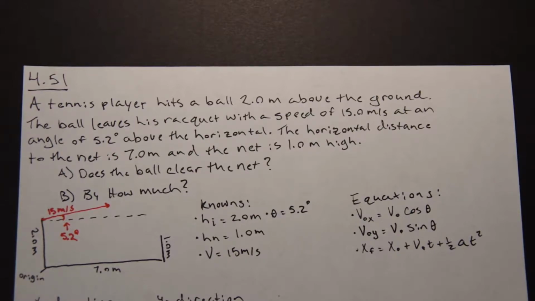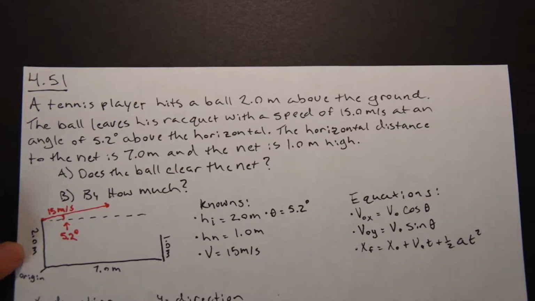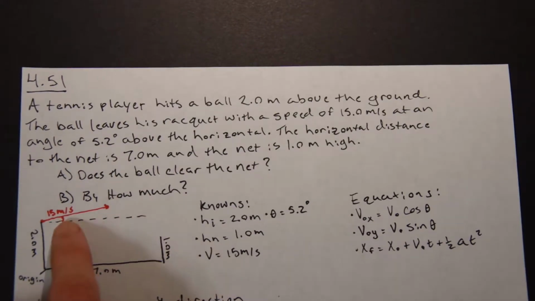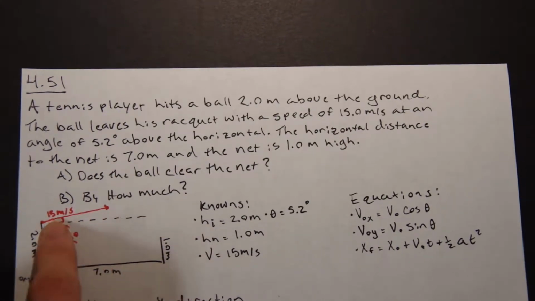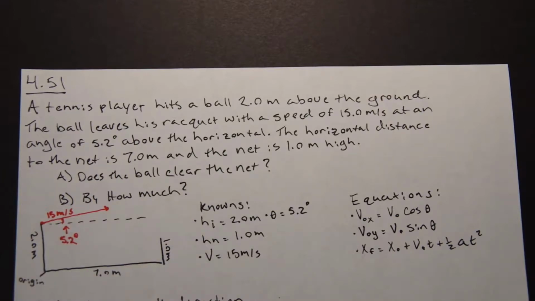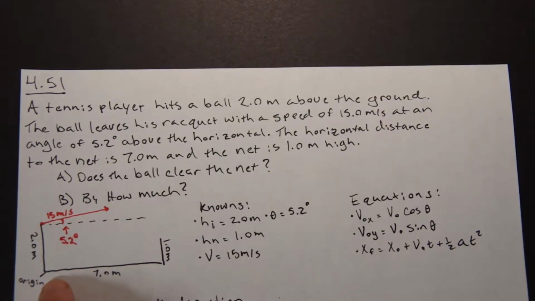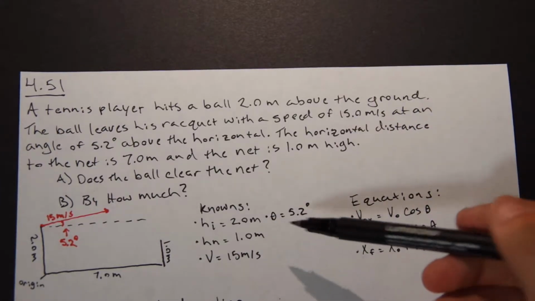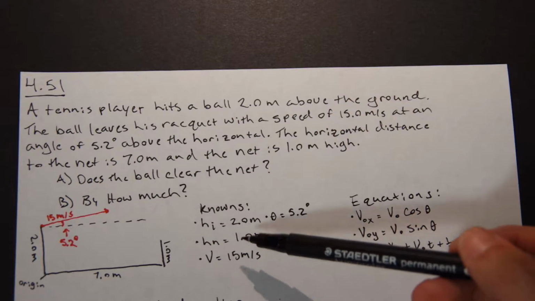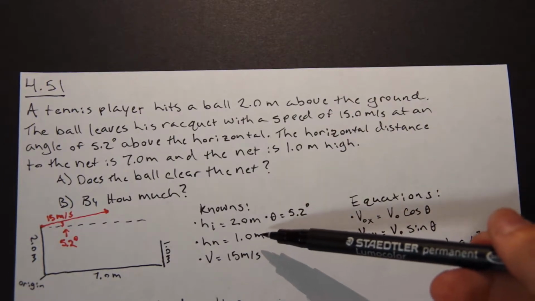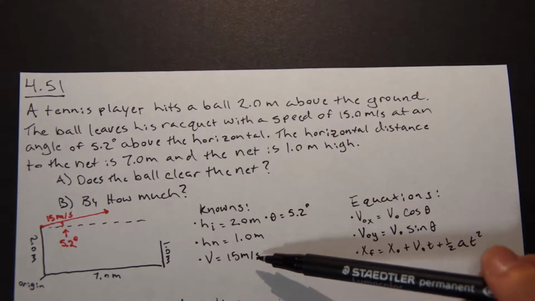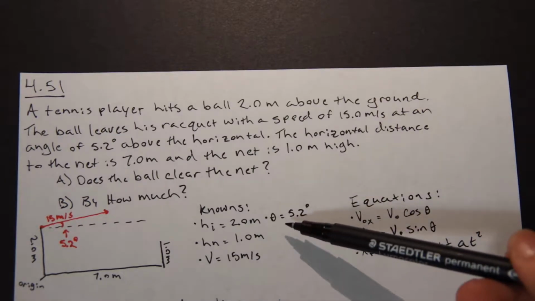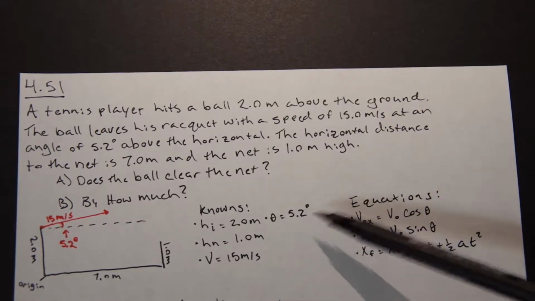So probably the most important thing in any physics problem is starting out with a picture. I hope you guys can see it, but this is essentially where the ball is being hit. This is the net. Here is the angle and the vector for the velocity of the ball, and the origin is down here where the height would be 0. So for the knowns, we know that the initial height is 2.0 meters, the height of the net is 1.0 meters, the velocity is 15 meters per second, and the angle theta is 5.2 degrees.